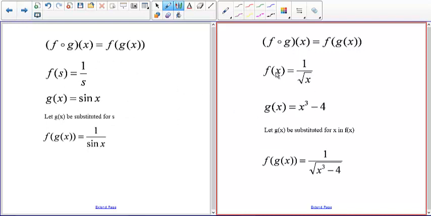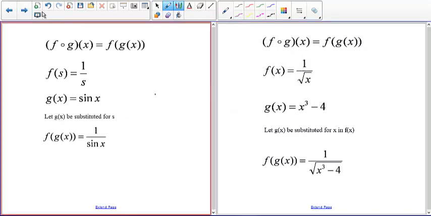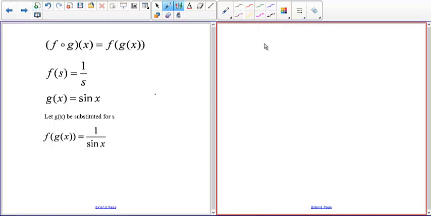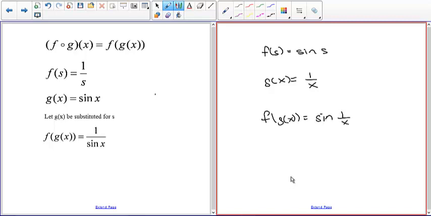Okay, here we have f of x. Well, let's go back and do this one the other way. Let's say f of s was equal to the sine of s, and g of x is equal to 1 over x. So the composite function f of g of x equals the sine of 1 over x.